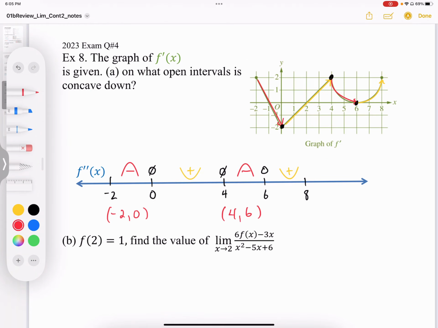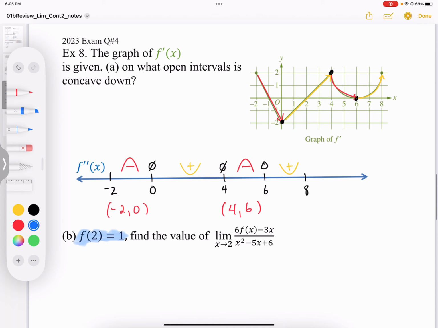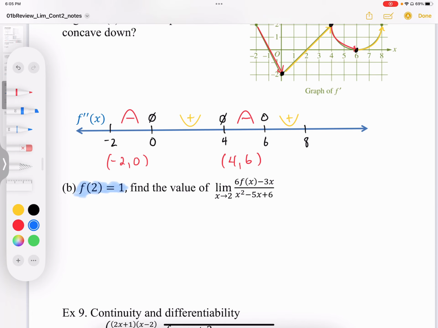In part B of this problem, we're given the fact that f of 2 is equal to 1. So that's kind of our starting point. We're asked to evaluate the limit as x approaches 2 of 6 f of x minus 3x over x squared minus 5x plus 6. First thing to recognize is we do have a starting point. We do have area. So if we need to, we could work out y coordinates of this function. In this case, we don't really need to.